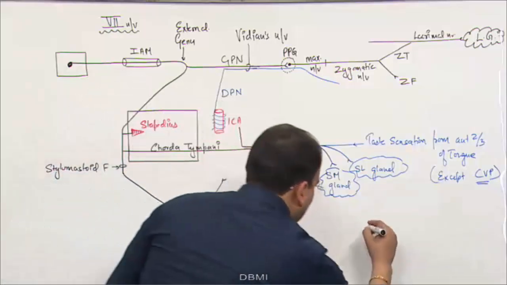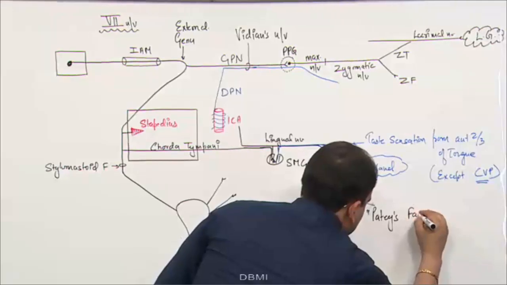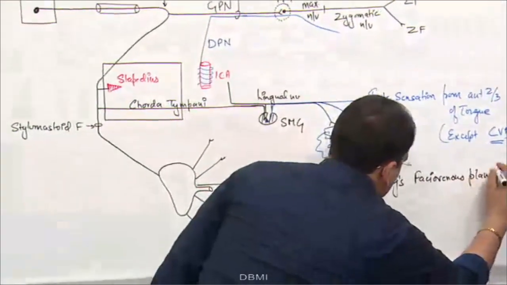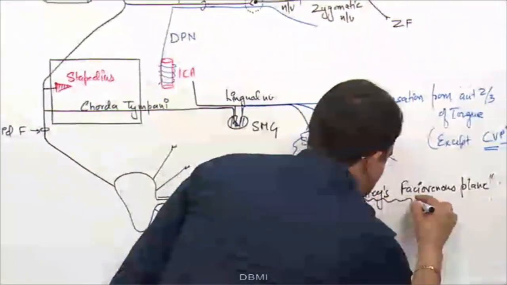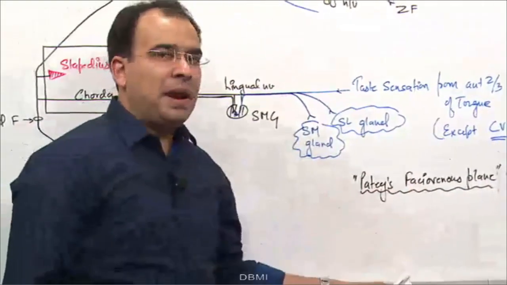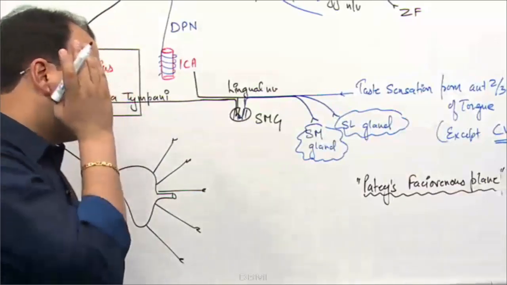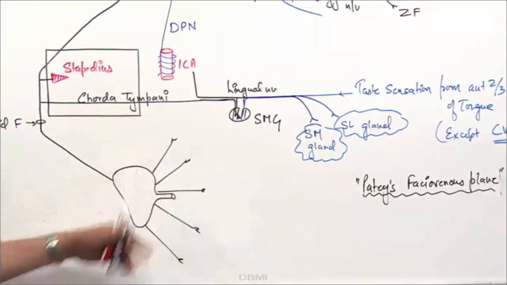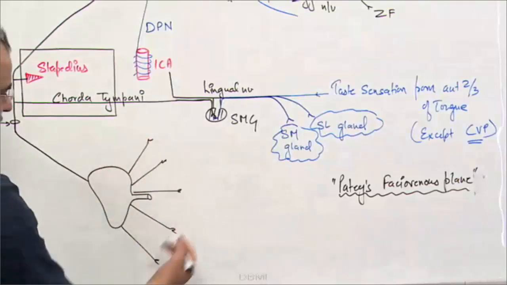So there is a plane called Pate's fasciovenous plane. This is a plane of surgical importance when you have to divide the parotid gland. The incision goes through Pate's fasciovenous plane. It contains the facial nerve and the retromandibular vein present in the region of the parotid. So through Pate's fasciovenous plane the facial nerve goes between the superficial and deep part of the parotid and divides into these 5 terminal branches.